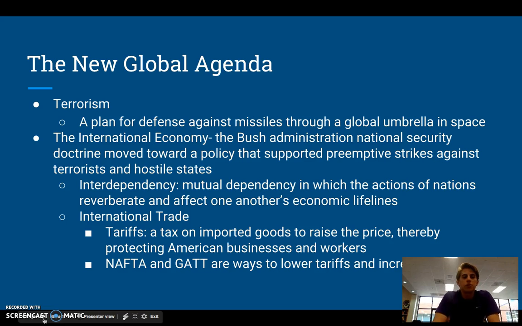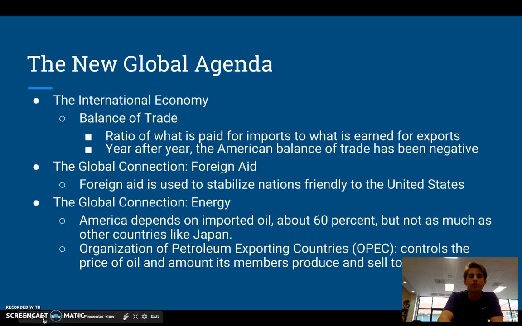And then the term interdependency is a mutual dependency in which the actions of nations reverberate and affect one another's economic lifelines. And international trade holds tariffs, which are a tax on imported goods to raise the price, thereby protecting American businesses and workers. And then lastly, we have NAFTA and GATT, which are ways to lower tariffs and increase trade.